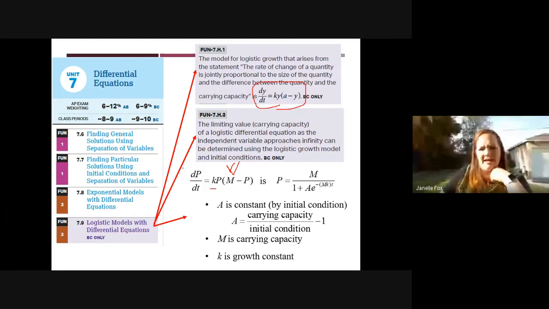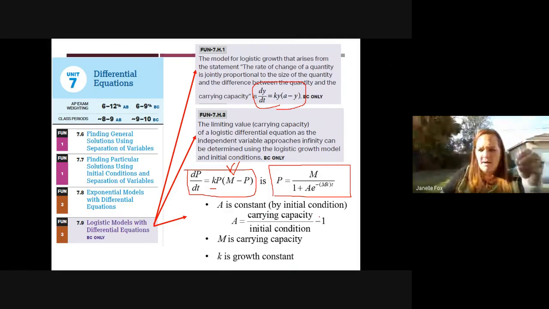Then we were able to take the differential equation, which of course has the dp dt in it, and manipulate it over here into a regular population equation, where you had to find what the A value was. The A value comes in by using the initial condition. It's the carrying capacity over the initial condition minus 1. And then all the little numbers just fall into place. So that's a very quick review of things that are in chapter 7 and what you might encounter in your free response questions.